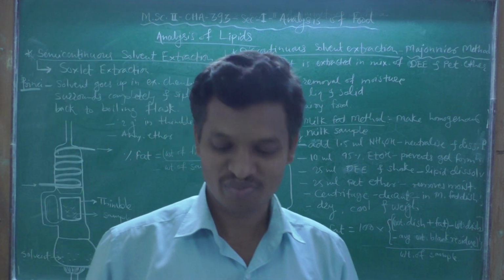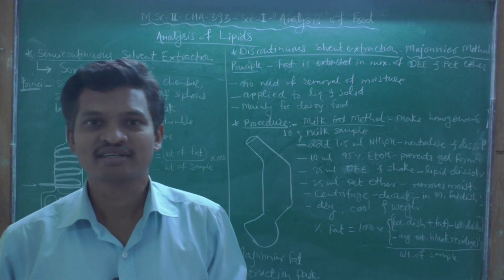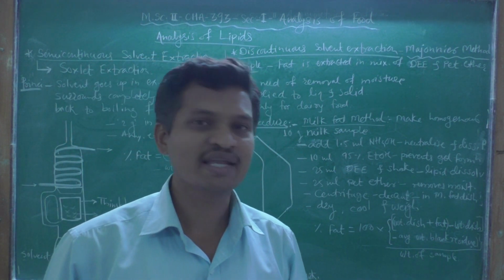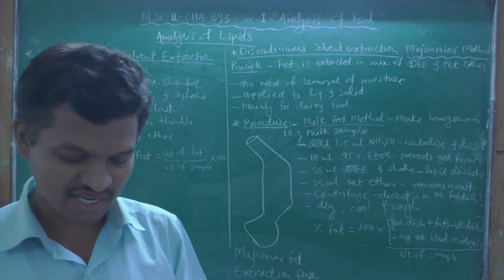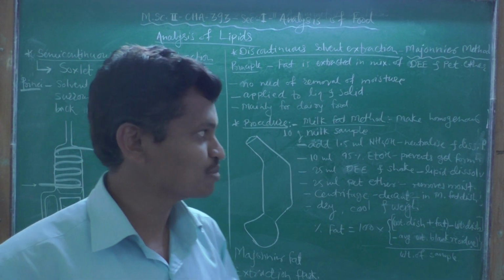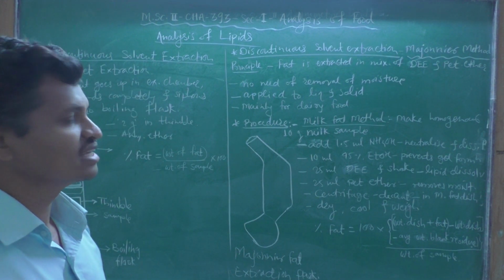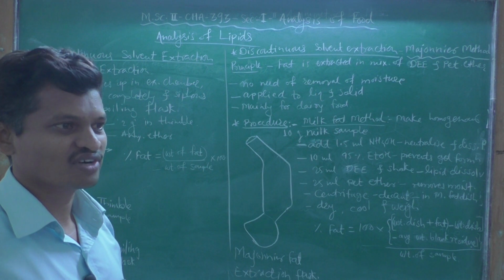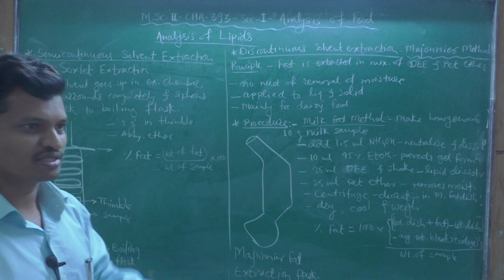Okay, so let us start our discussion about the analysis of food materials, or food analysis, that we have started with respect to our paper number CHA 393 and section first. This is our fifth chapter, that is analysis of lipids.